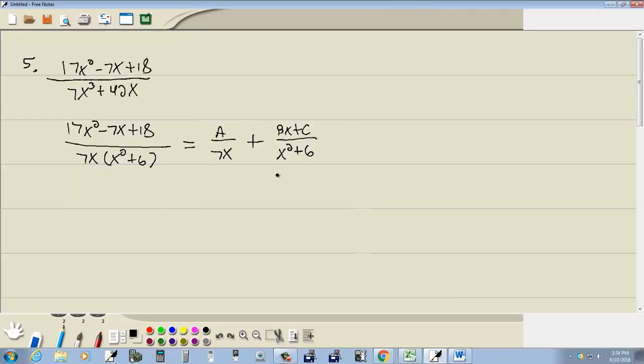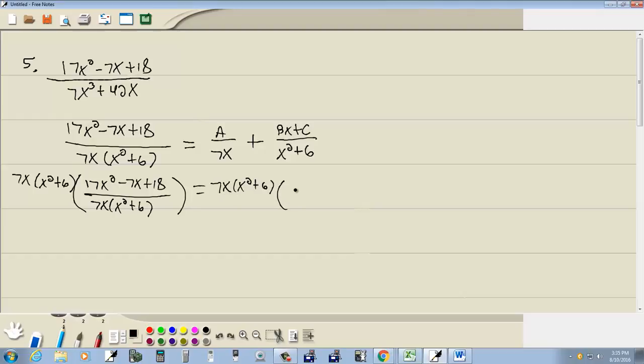Well, same idea. I want to multiply everything by the LCM of all my denominators, which would be 7x times x squared plus 6. You don't have to think about this too much. It'll always be whatever's down here. So multiply times this fraction on the left side. And I'll multiply times this next fraction. And I'll multiply times this fraction on the right side.